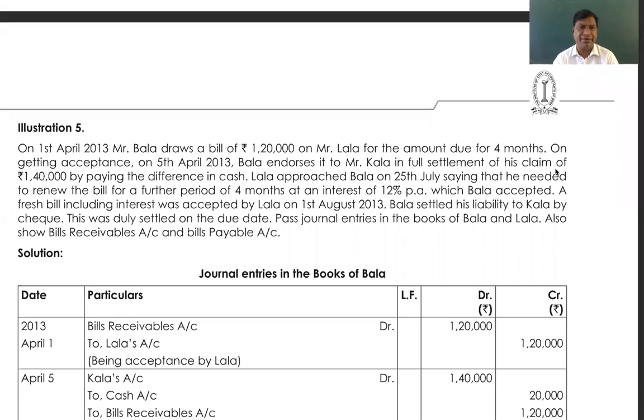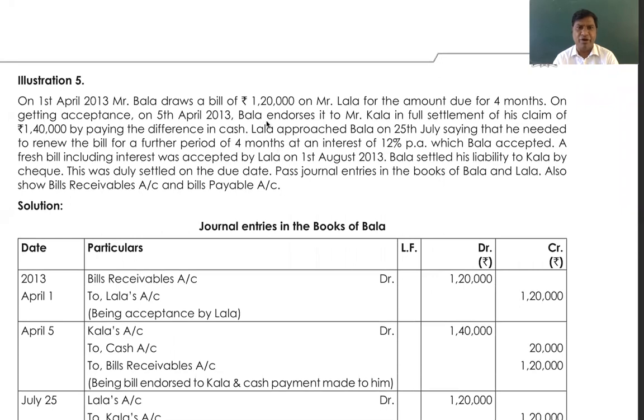Right. On 1st April 2013, Bala draws a bill of 1,20,000. Journal entries in the books of Bala. I'll just show you only in the books of Bala. On 31st April 2013, in the date column, particulars, ledger folio, debit column, credit column. Now the bill receivable, straight away it is a bill. There is no sale given. So bill receivable account debit to Lala's account, 1,20,000. Being bill drawn on Lala and accepted by him.